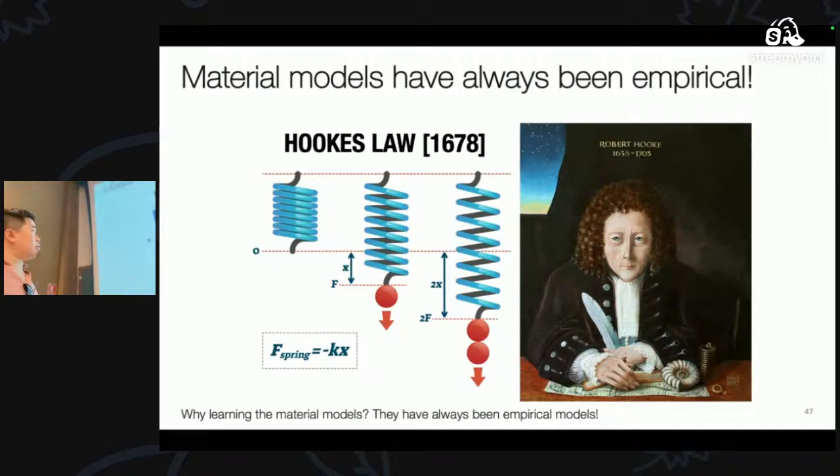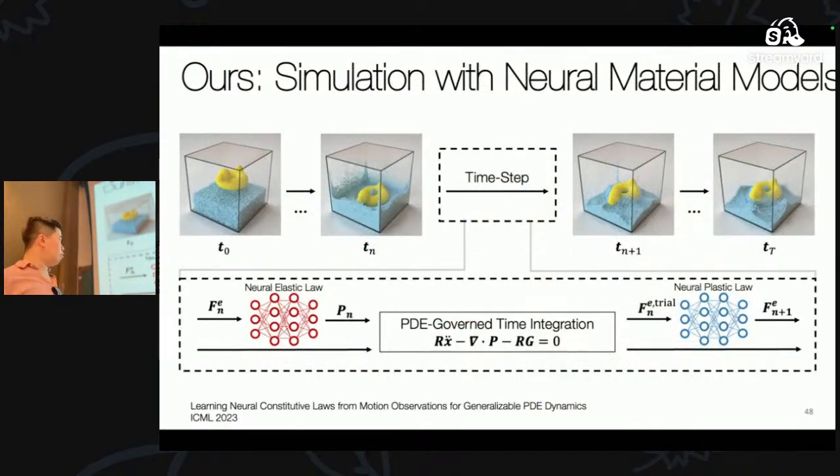And this actually makes a lot of sense because material models have been empirical anyways. Take Hooke's law, 1678. It says the force on your spring is linearly related to the displacement. But obviously, it's not really linear. If you stretch it longer, it becomes nonlinear at some point, and then fracture. So a lot of these are phenomenological, empirical models anyways. It makes sense to replace them with neural networks.